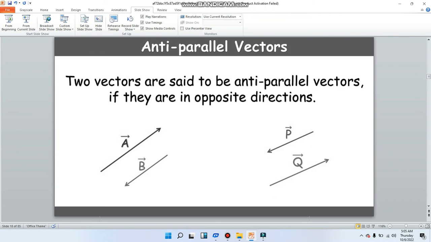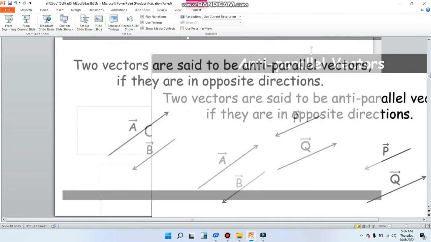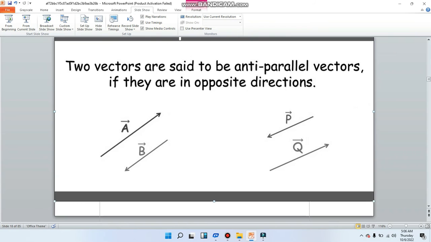Anti-parallel vectors. Two vectors are said to be anti-parallel vectors if they are in opposite directions. For example, the vector A and B are in opposite direction. That's why they are called anti-parallel vectors. Similarly, the vector P and Q are also in the opposite directions. That's why they are called anti-parallel vectors.